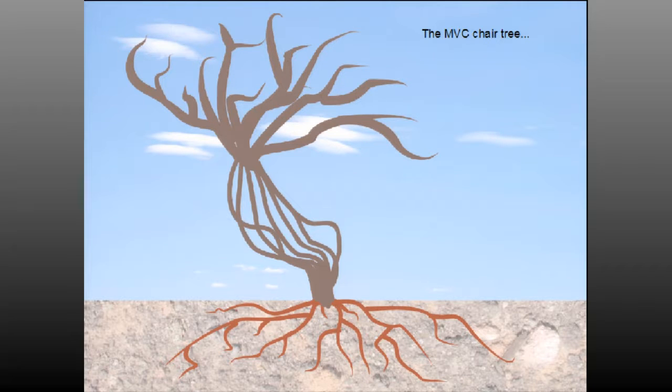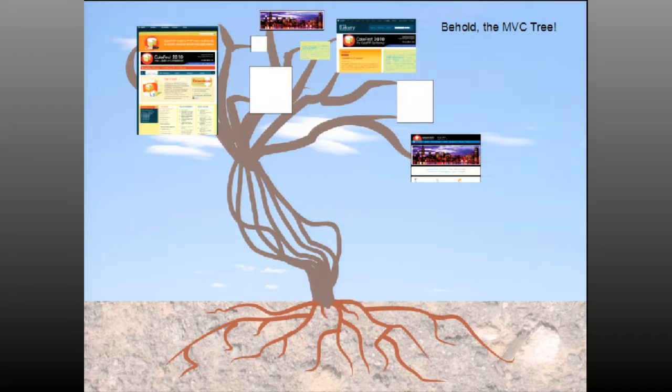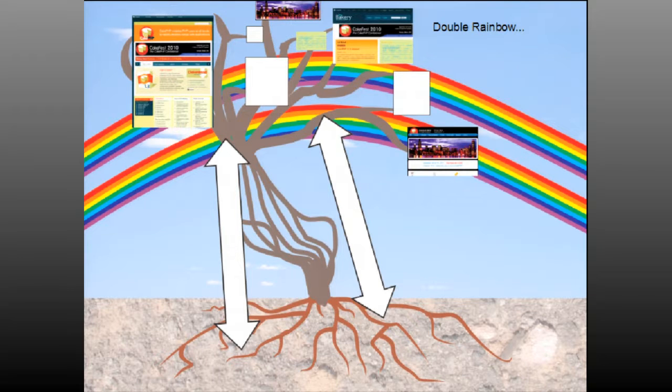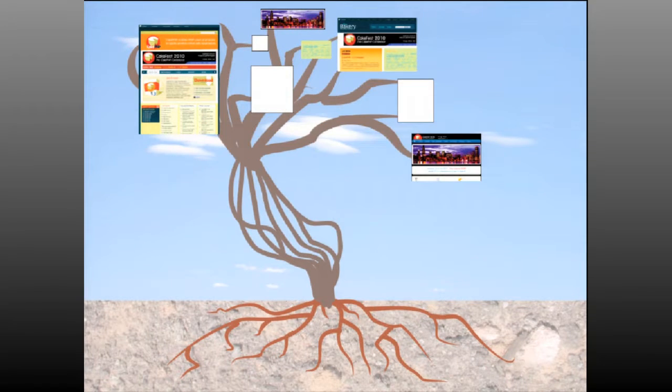So, obviously the next thing would be the leaves would then, of course, be the views. There we go. In this case, we have the MVC tree. So, bam, behold, it's done. Remember, double routed, going back and forth. The MVC tree, so wonderful. Double rainbow. You guys love it. So we got our MVC tree.